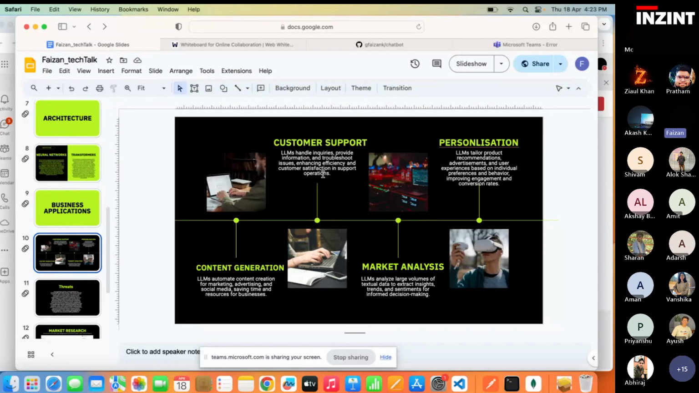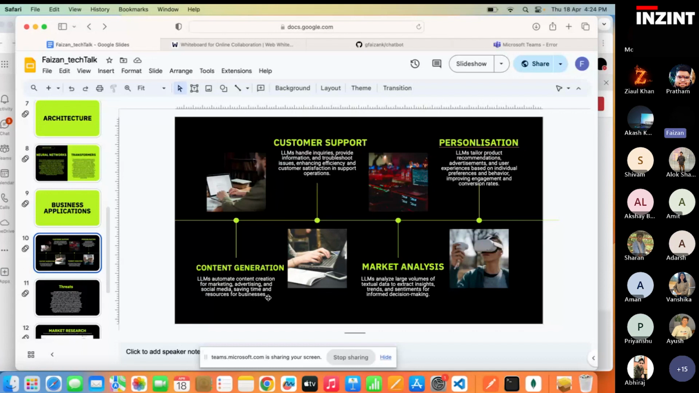Basically, I have figured out four main business applications that GPT helps us to perform. Number one is content generation. LLMs automate content creation for marketing, advertising, and social media, saving time and resources for businesses. So, looking at a broader perspective, large language models have revolutionized customer support by automating. It can provide automatic interactions through NLU, natural language understanding.